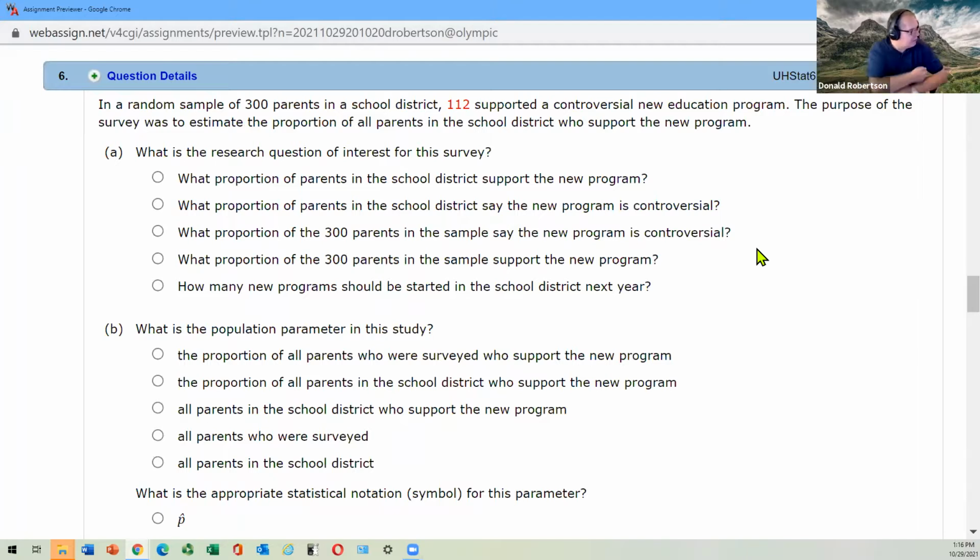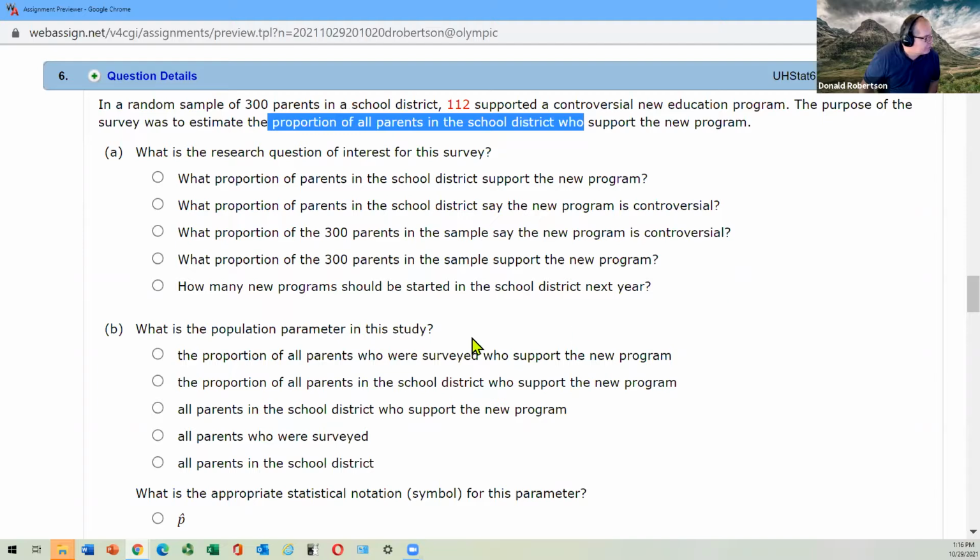Okay, let's see this one. In a random sample of 300 parents in a school district, 111 supported a new education program. The purpose of this survey was to estimate what they believe the population of all parents in the school district who would support this new program. Now, what is the research question of interest? Well, it's this guy here. So we're looking for the proportion of parents in the school district who support. So we get that one.